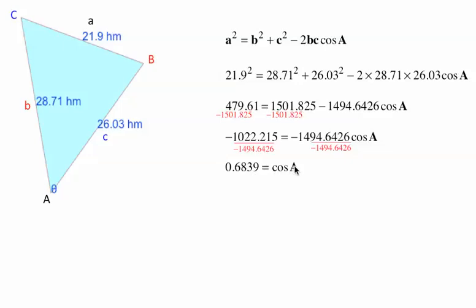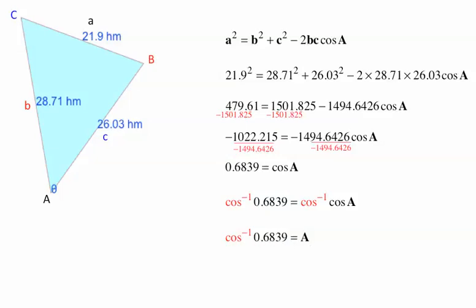I want to figure out what A is, so to get rid of this cosine, I'm going to take the inverse cosine of both sides. So the inverse cosine of this number, 0.6839, is equal to the inverse cosine of A. Now the inverse cosine of A is just A. Okay, so we have the inverse cosine of 0.6839 is A.